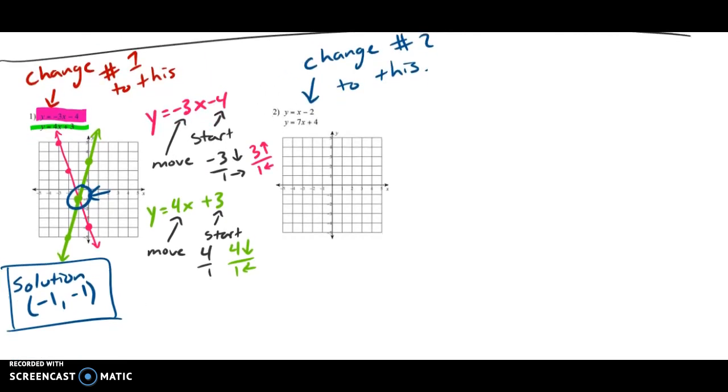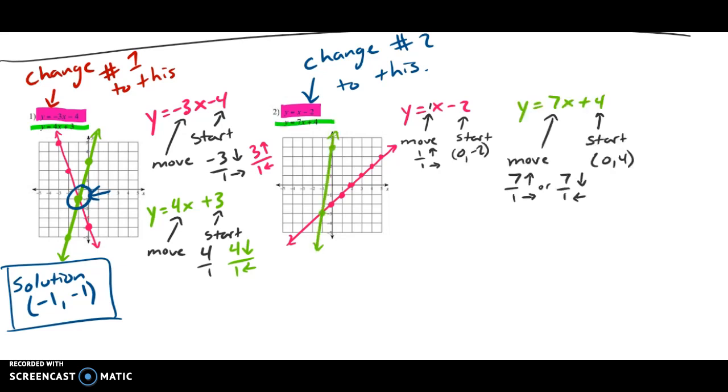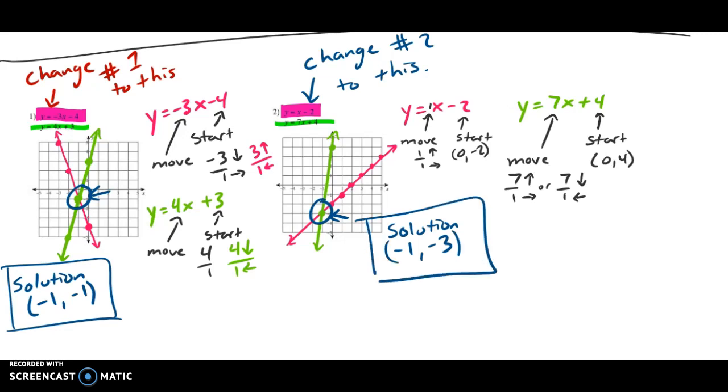Go ahead and try number 2 on your own. If you did the first line correct, you should have gotten this. Make edits if needed. And if you got the second line correct, you should have had this. Therefore, they meet here. So my solution is -1, -3. If you don't list the solution, then you aren't done with the problem, so you have it wrong.